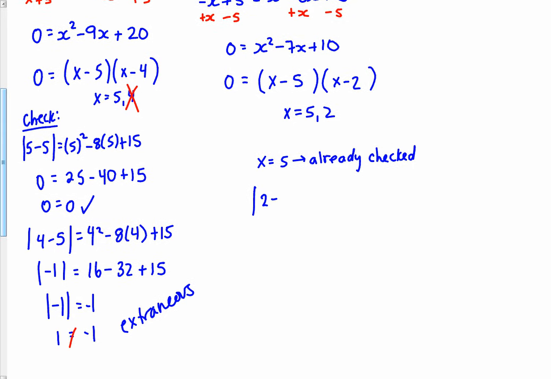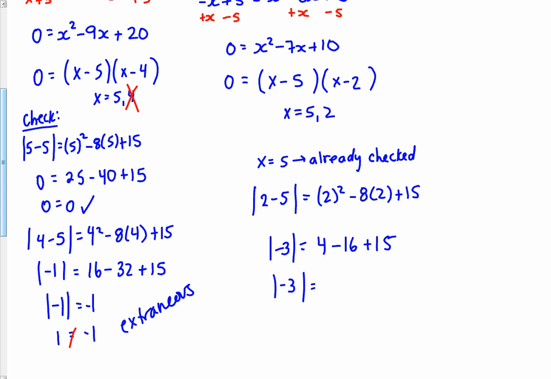Absolute value of 2 minus 5 has to equal to 2 squared minus 8 times 2 plus 15. Okay, so we got 4 minus 16 plus 15. What does that equal? 19 minus 16 is 3. So is that true? Yeah, that's true. So that is true. So what's our solution then? X equals 5 and x equals 2.